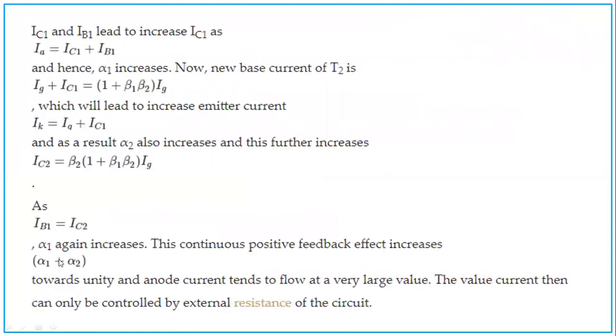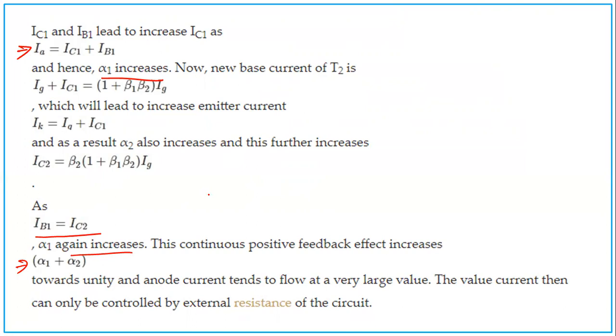Again, you can see IA is equal to IC1 plus IB1, and hence alpha 1 increases. So the new base current of T2 is IG plus IC1, which is equal to 1 plus beta 1 into beta 2, into IG. As a result, alpha 2 also increases, and this further increases IC2, which is beta 2 times IB2. As IB1 is IC2, alpha 1 again increases. And this continuous positive feedback effect increases alpha 1 and alpha 2.